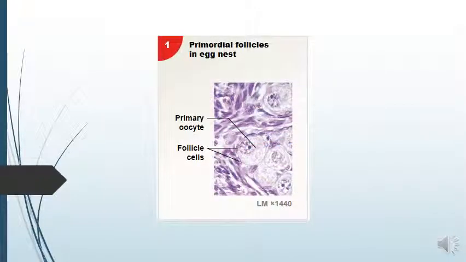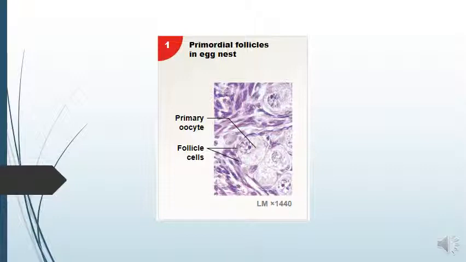If we look at this slide labeled number 1, you can see the primordial follicles in the egg nest, and the primary oocytes are located in the outer portion of the ovarian cortex near the tunica albuginea in clusters called egg nests. A single squamous epithelial layer of follicle cells surrounds each primary oocyte within an egg nest. The primary oocyte and its follicular cells form a primordial follicle.